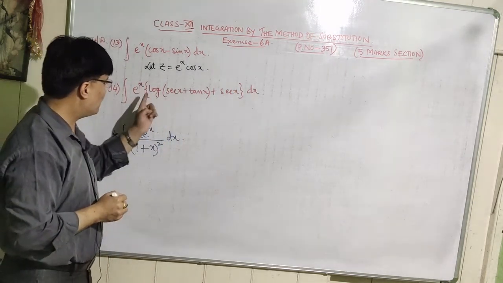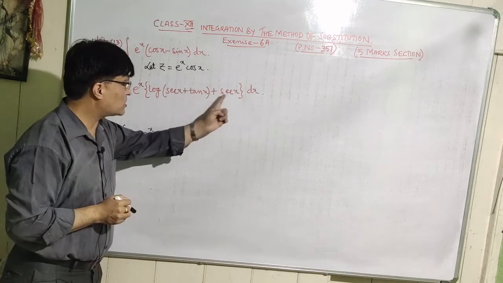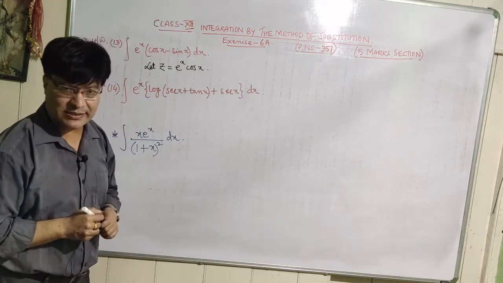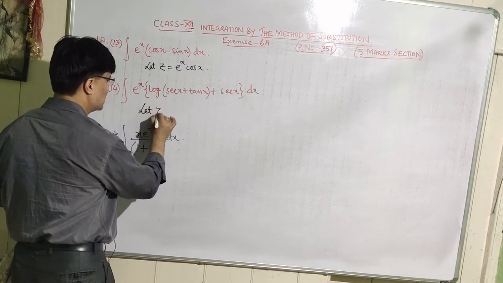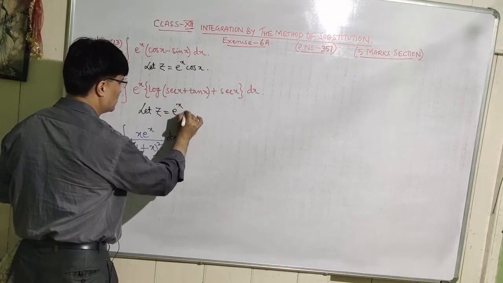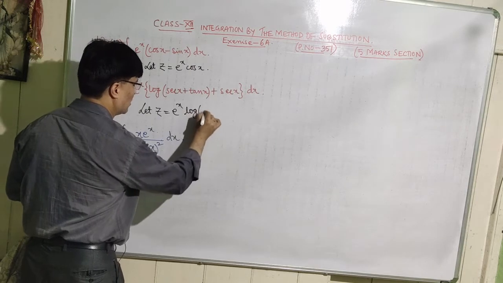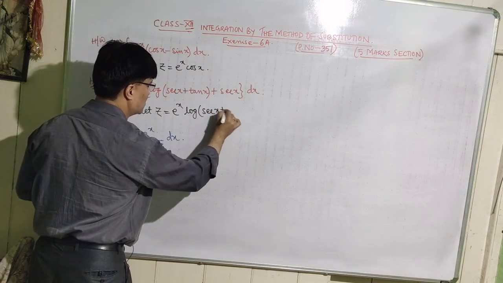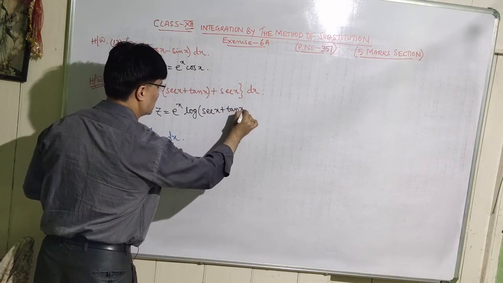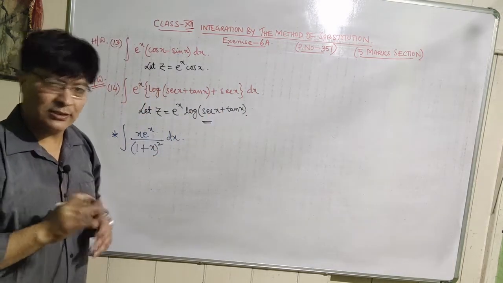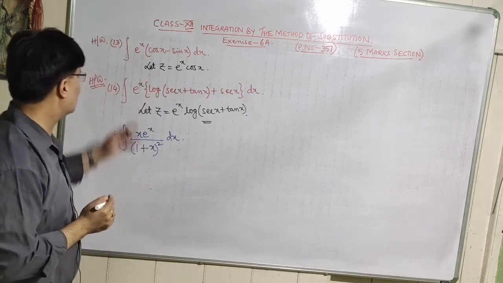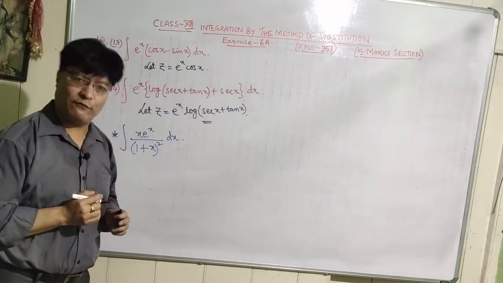Okay, so first of all you multiply both these terms by e to the power x. Then you can assume let z is equal to e to the power x, then log of this is sec x plus tan x. So you can use this method. So this is the hint. So these are your homework, that is question number 13 and question number 14.